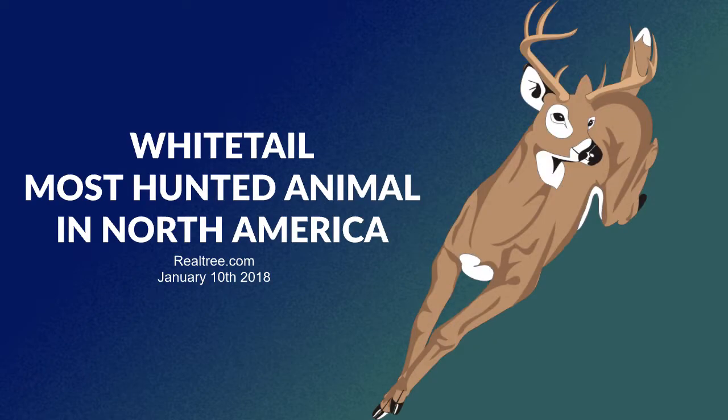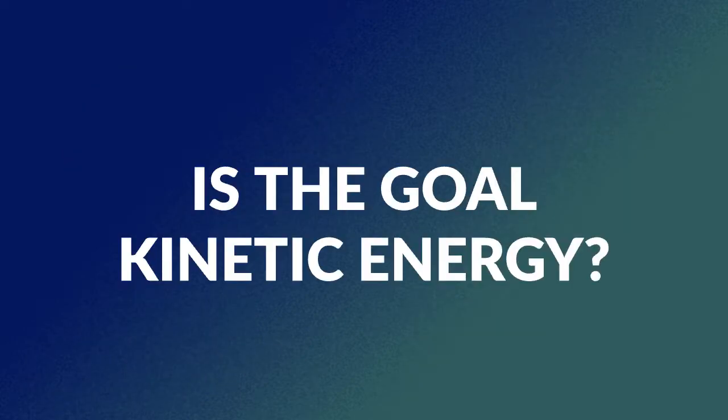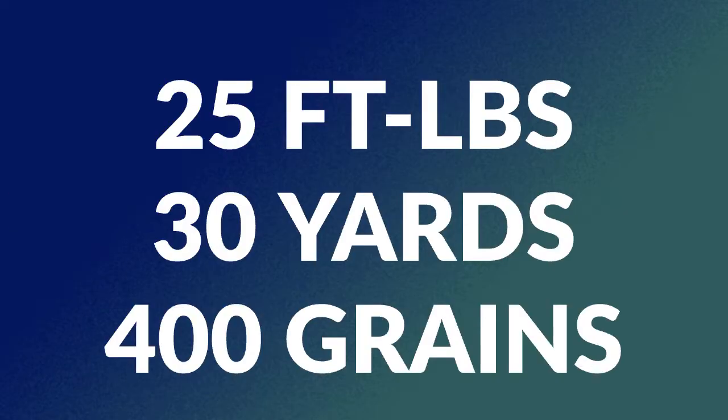According to Realtree.com, the white-tailed deer is the most hunted animal in North America, or at least it was on January 10th, 2018. If kinetic energy is your goal, then how fast does your initial speed need to be to have 25 foot-pounds at 30 yards to kill a whitetail with a 400 grain arrow?